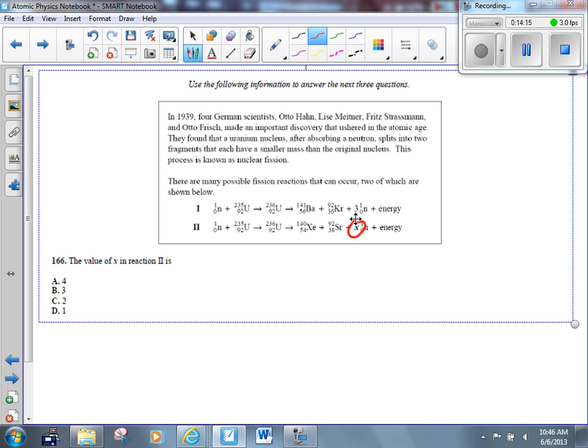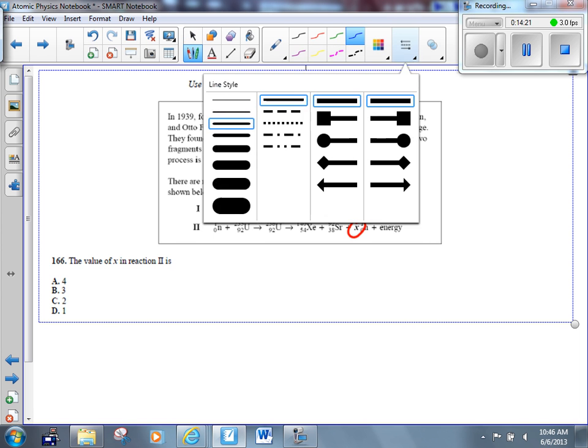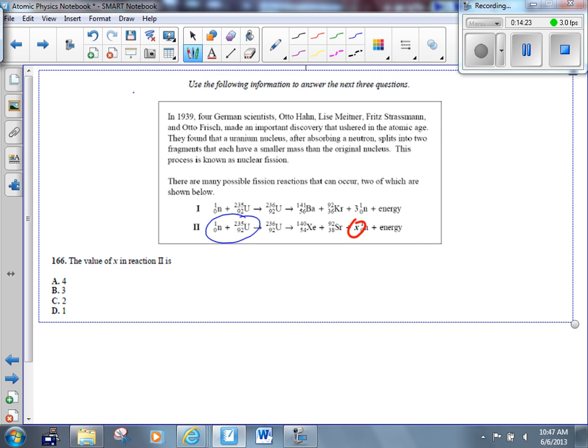We need to look at reaction number 2. In reaction number 2, we're going to say that on the left-hand side, forget about numbers here in terms of atomic masses and stuff. That's irrelevant right now. On the left-hand side, we have 236 protons and neutrons, a mass number of 236. We have an atomic number of 0 plus 92, giving me 92.